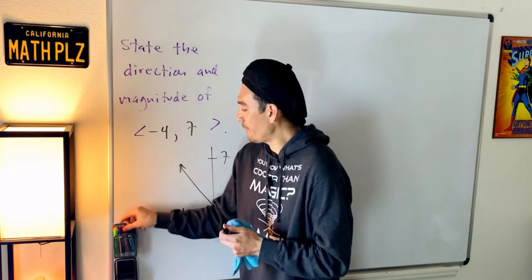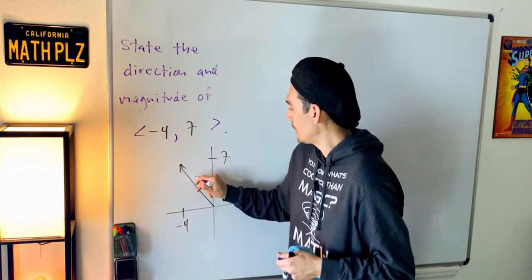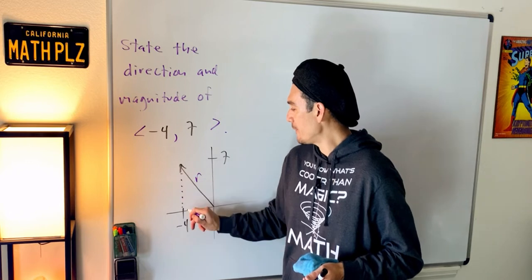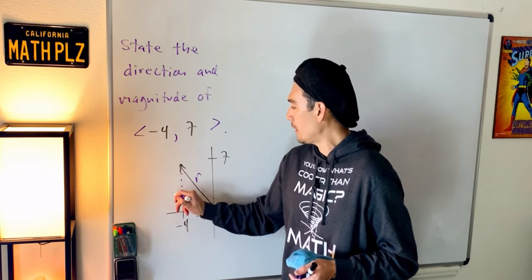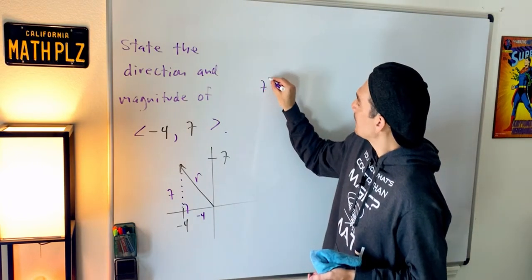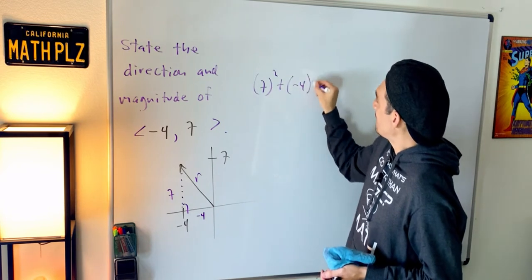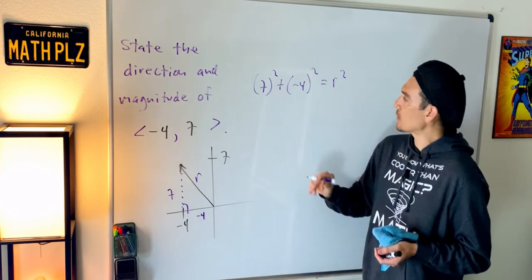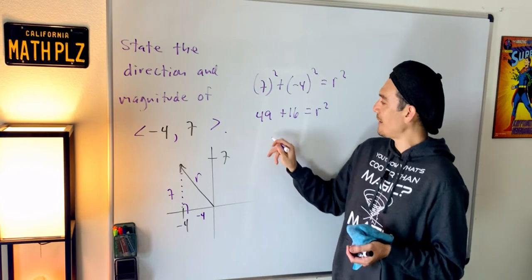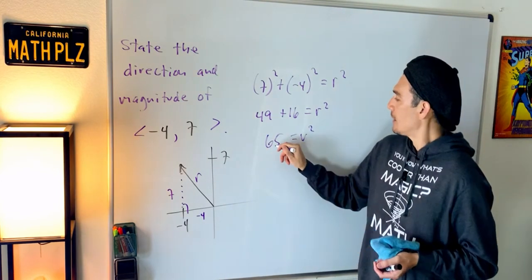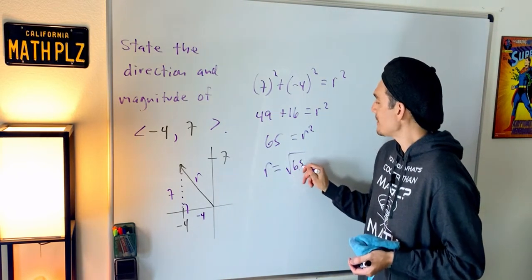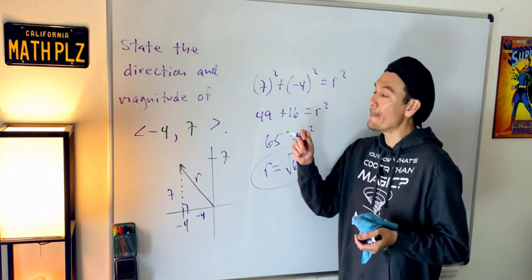So what we can find first is our magnitude. Let's call it R. And let's go Pythagorean Theorem to find R. So we know that this is -4, and we know that this is 7. So we'd have 7 squared plus, in parentheses, -4 squared. So this is 49 plus 16. What is it, 65 for R squared? And so R would be the square root of 65. So this is our magnitude, right?